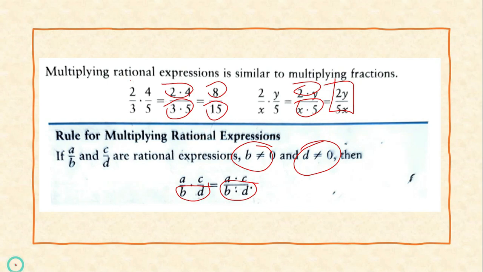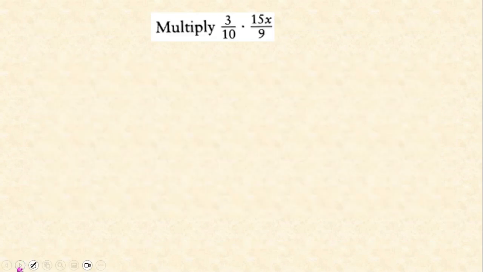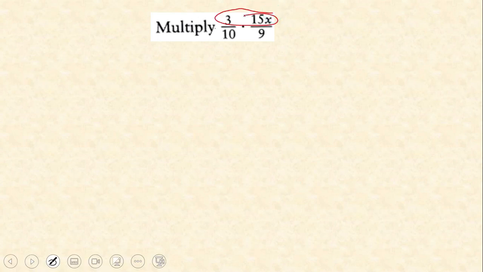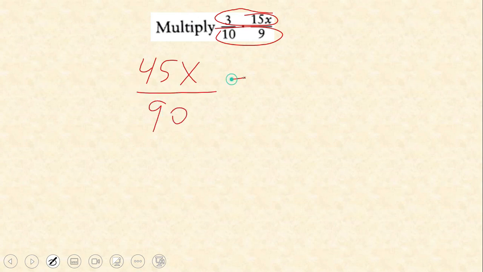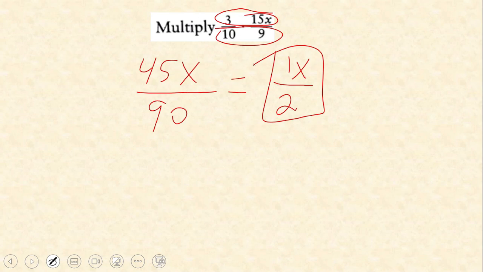Okay? So now let's move on to our first example. What we're going to do is multiply straight across. So 3 times 15 is 45. Then we have x over 10 times 9, which is 90. This can be reduced down to 1 over 2. So we have 1x over 2. And that is our answer for our first example.